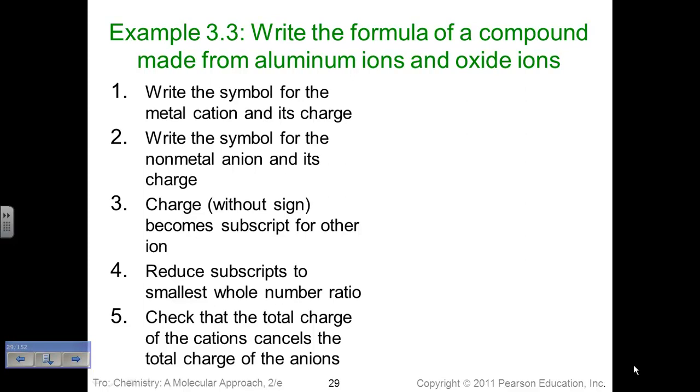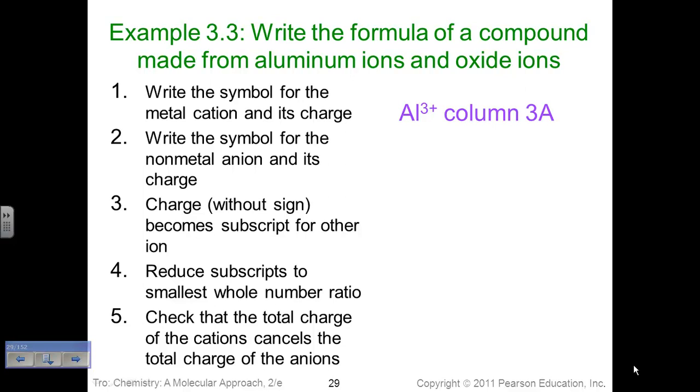Aluminum, always metals lose electrons. Column 3A, it will be a positive 3 charge. Aluminum with a +3. Smart idea: just on your periodic table, write that charge right in the box of aluminum, and you don't have to worry about remembering its charge if you've written it right in the box. That's a great idea.